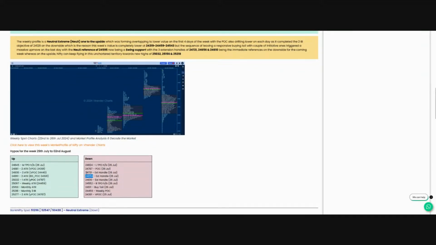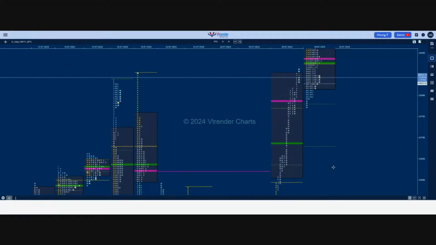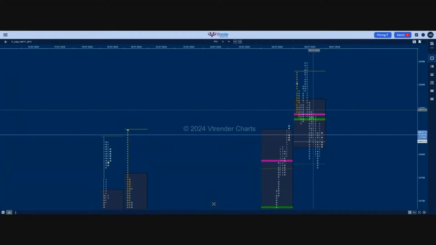So on the downside, these will be our references, and on the upside, what we have done today is made a neutral day, so we will need to stay above this 24845 reference and then scale above this POC of 24885. On the upside, this MTPO high and this POC would be our immediate references, and then this is the scene of crime from today, the FTPO halfback 24939, which we will have to take out.